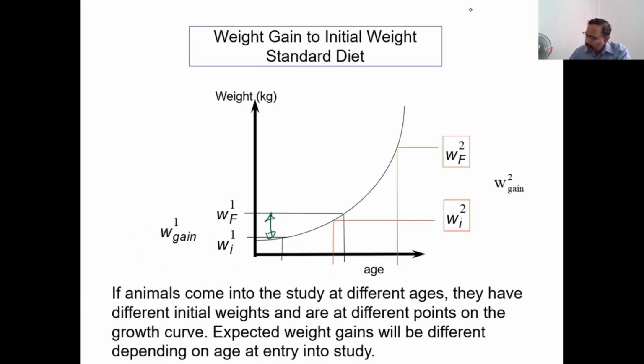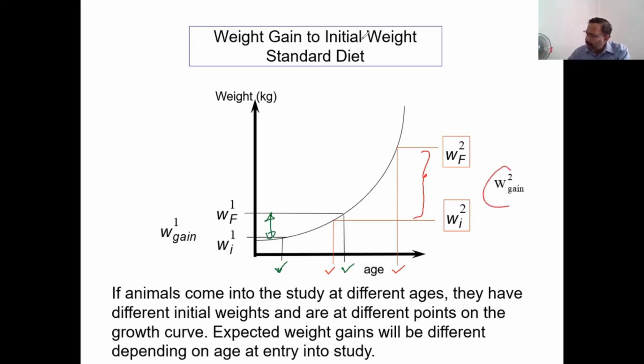This is the initial weight, and this is the age at the initial. This is the age at the final. Now, the weight gain for the second animal: this is the initial age, and this is the final age. Final age means the time when the experiment is over. So this is the weight gain.